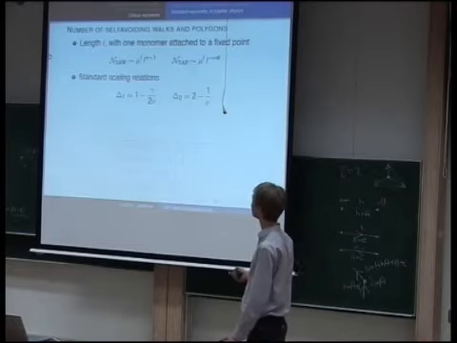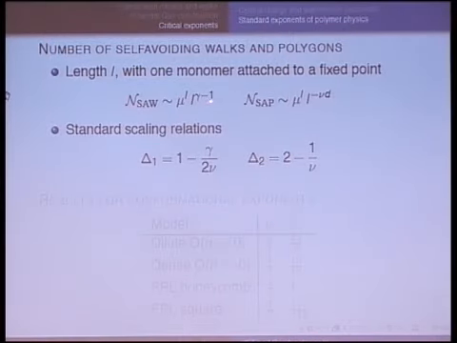And so there are some general arguments that the number of walks is supposed to go like some constant mu to the power L, where L is the length, times L to the power gamma minus 1. Whereas the number of polygons goes like mu to the L times L to the minus mu times D, where D is the dimension of space, here 2. Mu is some number that you can't find by conformal field theory because it's non-universal in some sense. You can find it if you can solve these things exactly.